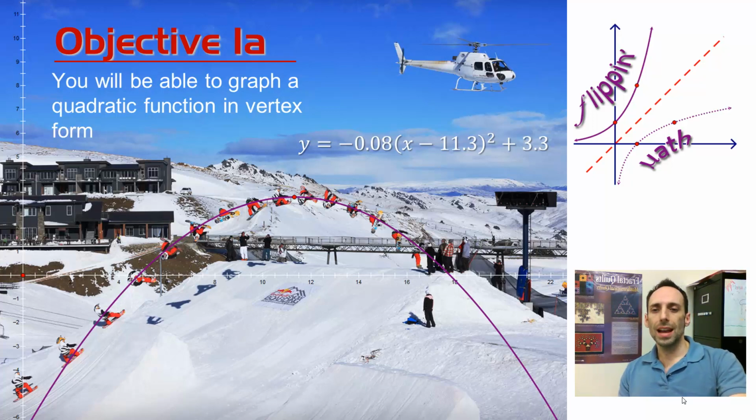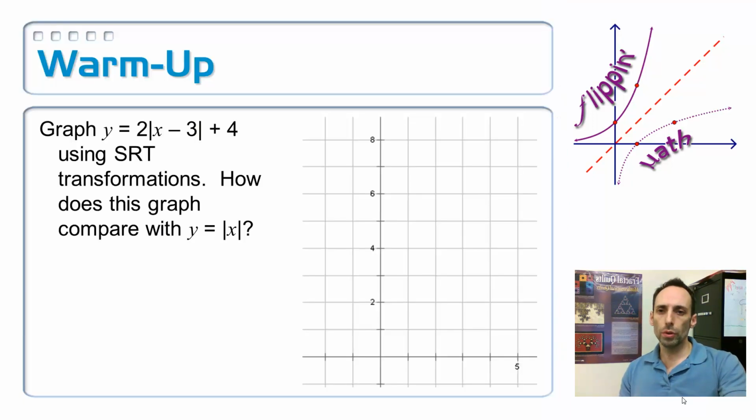The equation, as it's written, is in vertex form. So let's actually start off with a little bit of a review here for the warm-up. We're going to graph an absolute value function, y equals 2 times the absolute value of x minus 3 plus 4, using SRT transformations. So it's been a while, probably, for the SRT transformations. Let's review those for a bit.